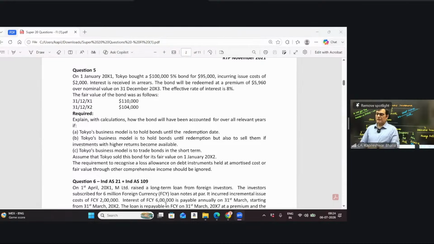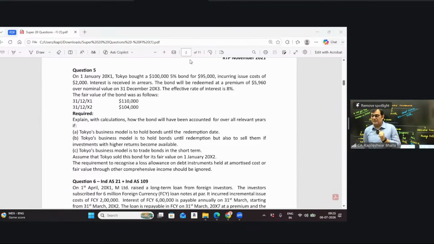Explain with calculations how the bond will be accounted for in all the relevant years. The business model is to hold the bonds until redemption date. You can give me the measurement principle in this case. And that's right, it becomes an amortized cost approach.